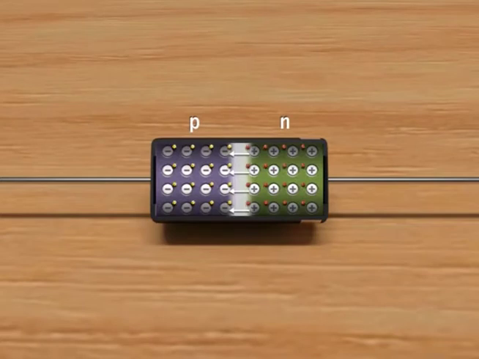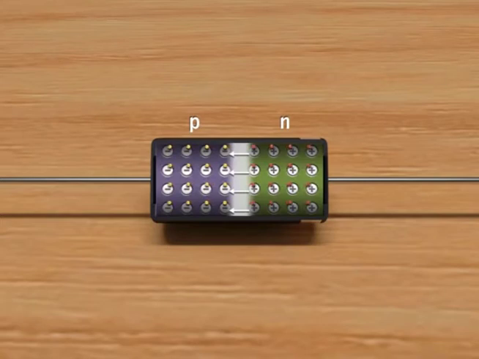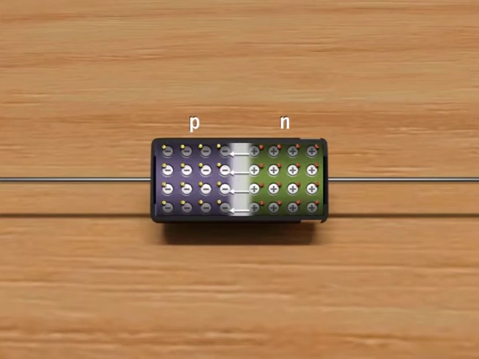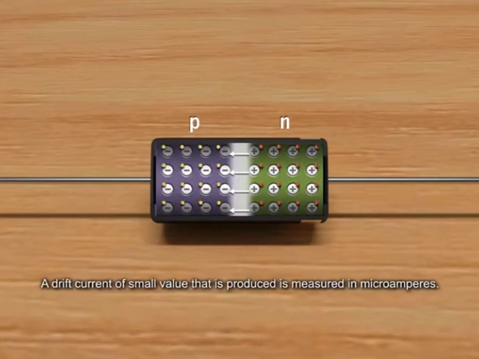The diffusion current reduces enormously, but some of the holes on the p side and the electrons on the n side come close to the junction and are swept towards the majority zone. This is called drifting of the charge carriers. Thus, a drift current of small value is produced and is measured in microamperes.